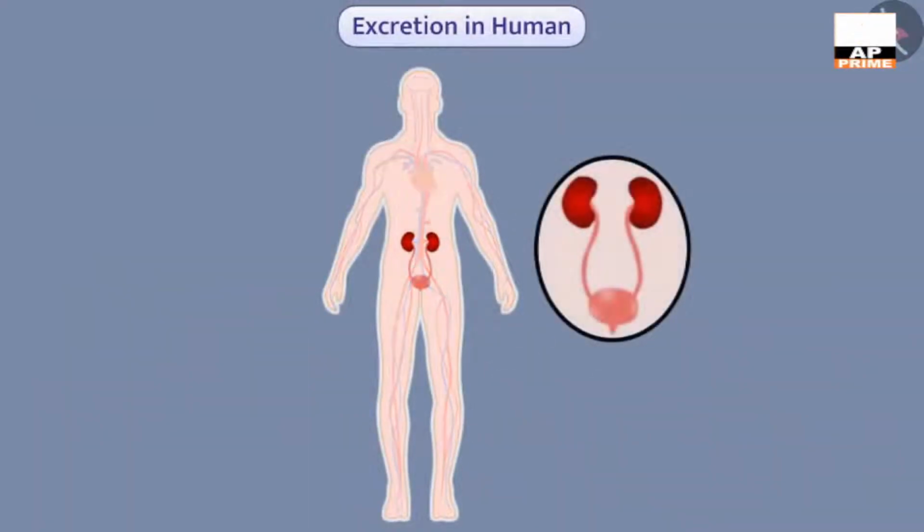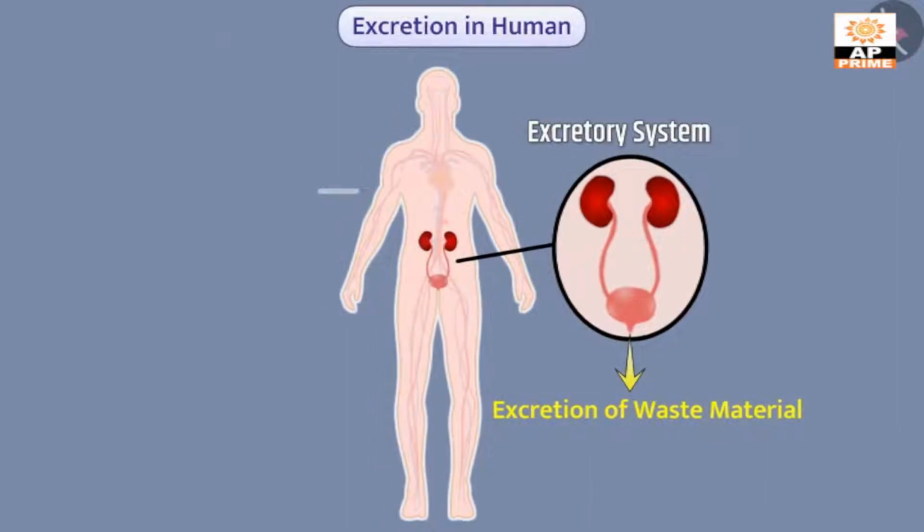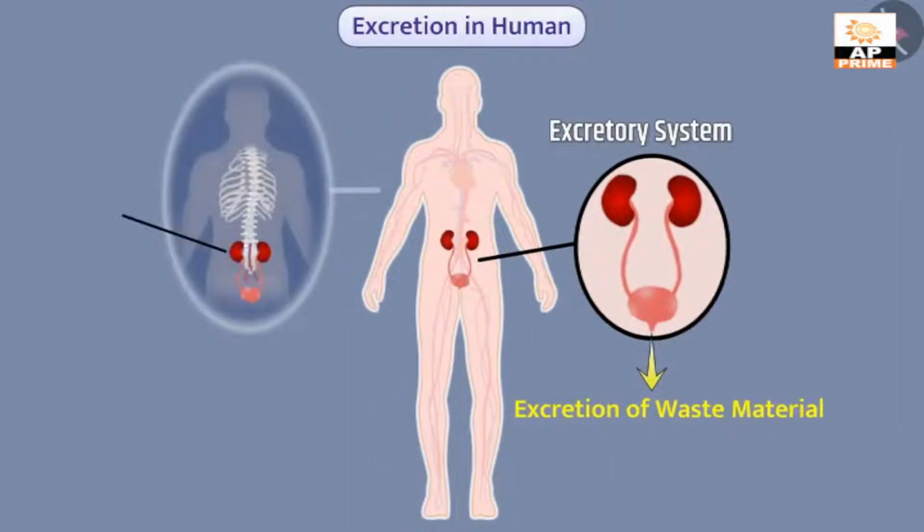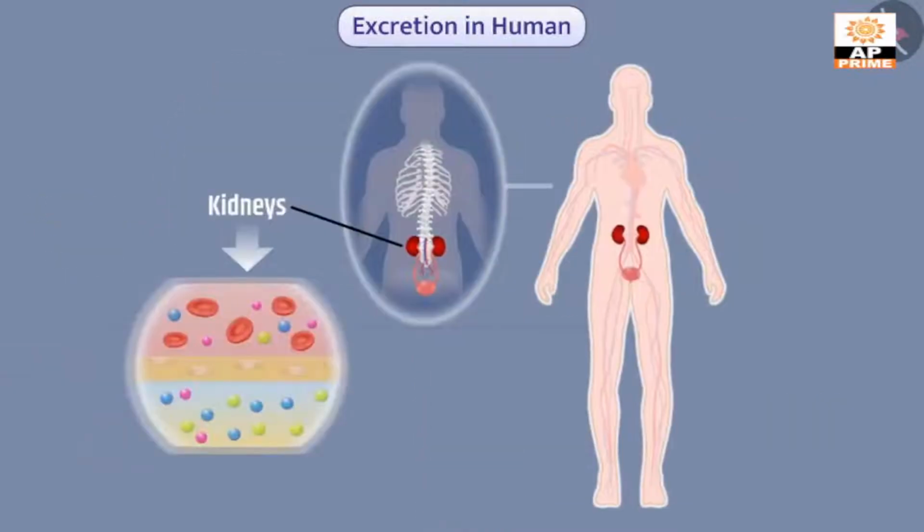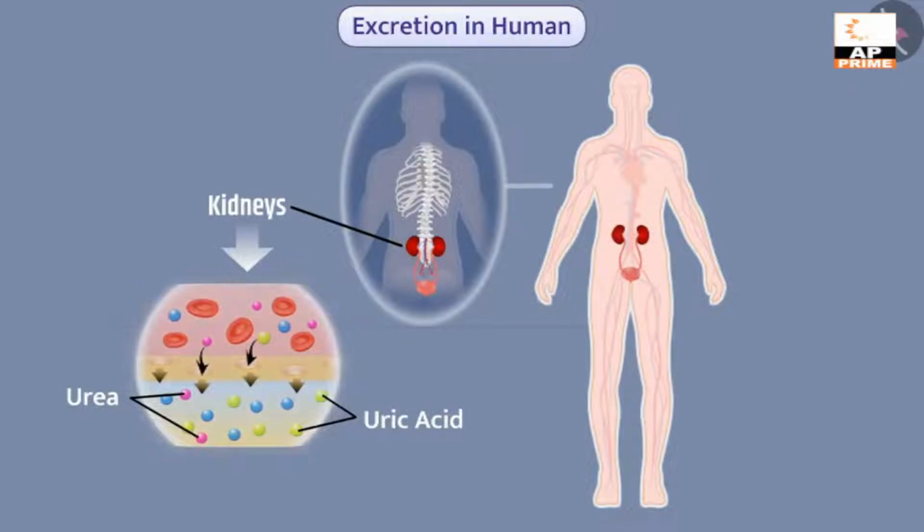In humans, excretion of waste material is done with the help of the excretory system. A pair of kidneys are located on the back side of the abdomen and on both sides of the spinal cord, with the help of which the nitrogenous waste, urea and uric acid present in the human blood are separated by the process of filtration.